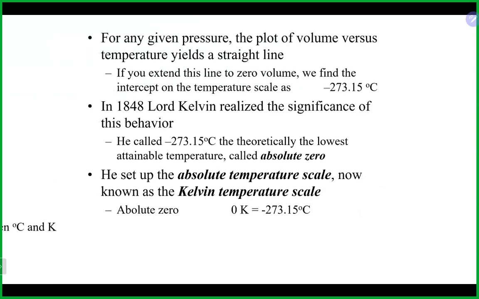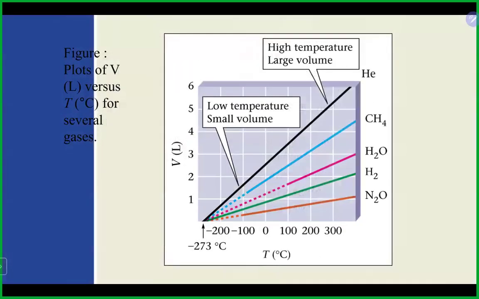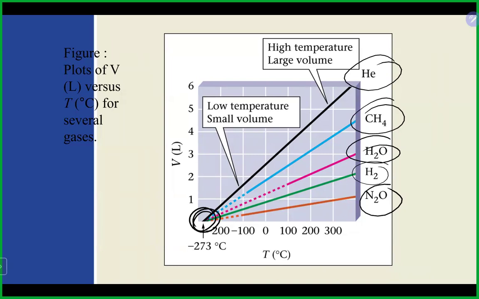Now, when we look at the Charles' law relationship, if you graph the volume versus the temperature in Celsius for any gas you like, and if you extend the line back to the temperature axis, for all those lines they all hit at the exact same spot. They all hit at minus 273.15 degrees Celsius. That number should look familiar to you because that's the number we use to convert to what?